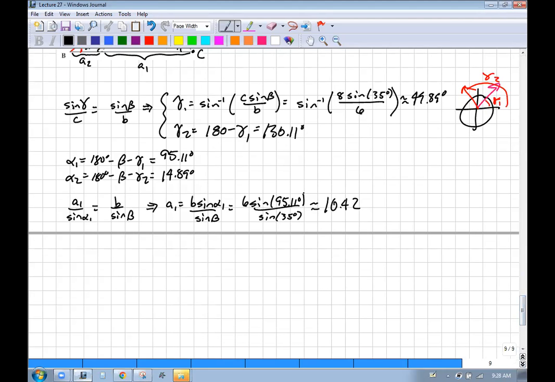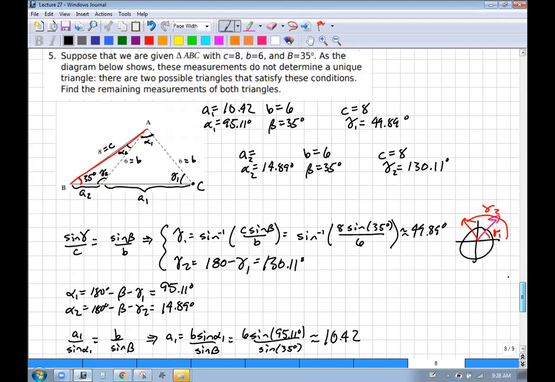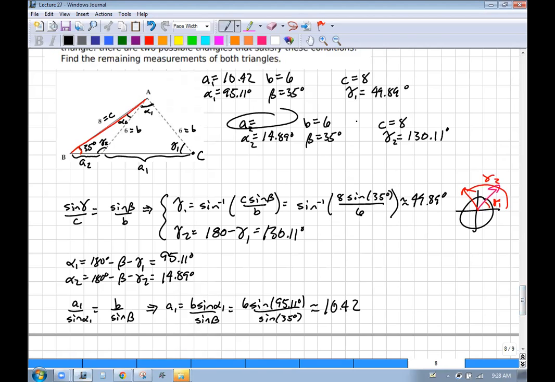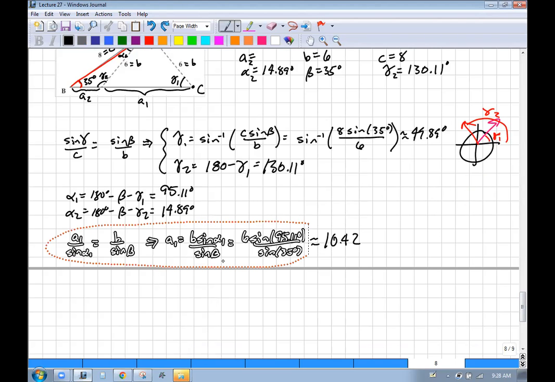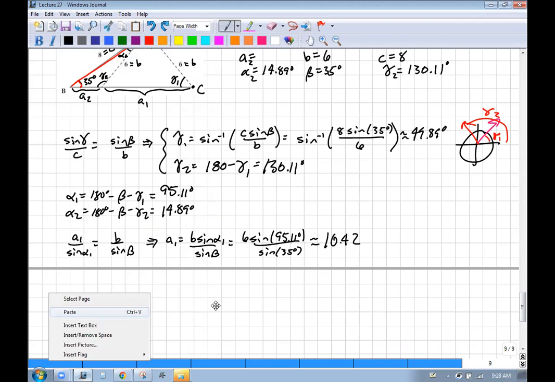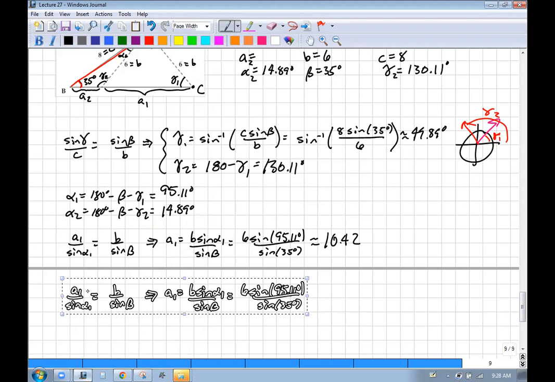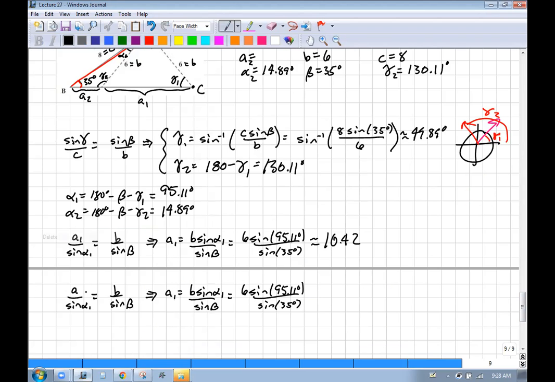All right. And then all we need now is A2. We use the law of sines. We have 3 out of 4. So it looks just like this, instead of A1, A2.